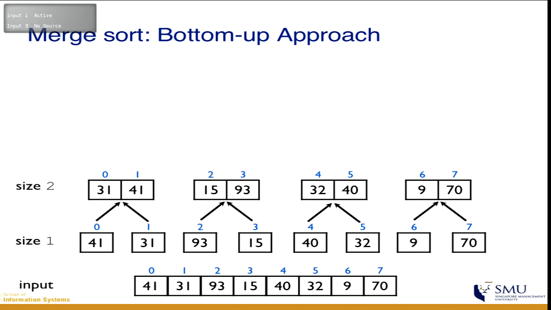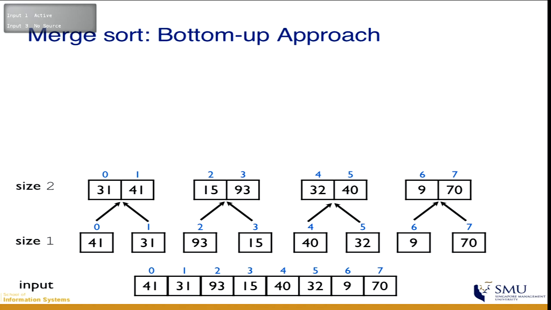So once they compare 31 to 41, 31 goes up, 41 goes second, right? Now we have an array of size 2 that is also sorted, by combining 2 arrays of size 1. So we do the same here. 15 and 93, 15 is smaller, 93 goes second. 32 and 40, 32 goes first, 40 goes second. 9 and 70, 9 is smaller, so 9 goes up and then 70.